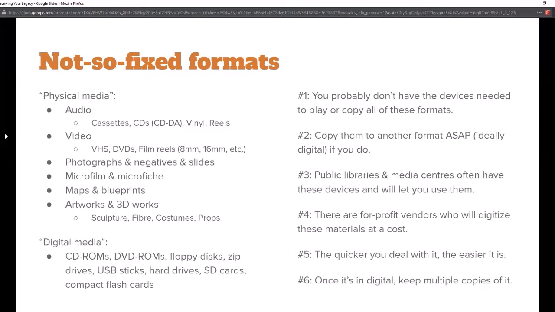And for these things that are just kind of bulky and awkward, taking photos is a really, really great solution. Once you have it in digital, you're going to want to keep multiple copies, and we're going to talk about that in a second.